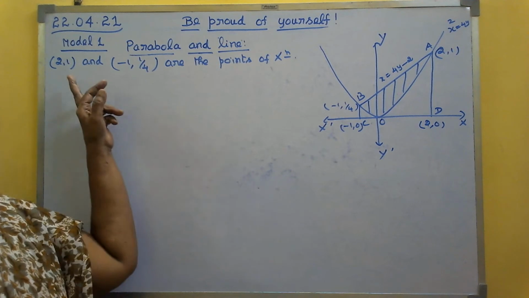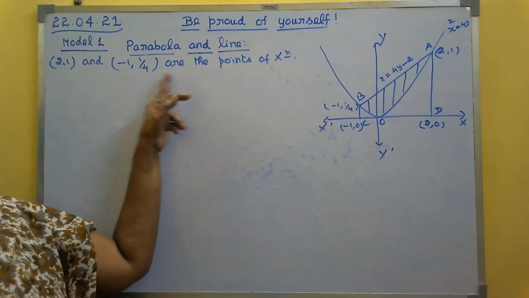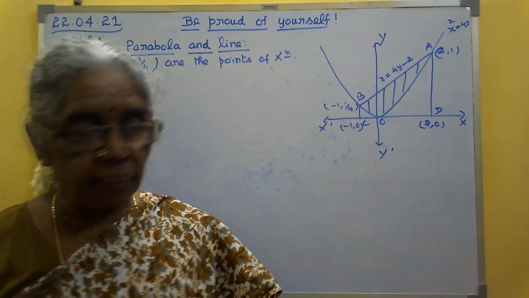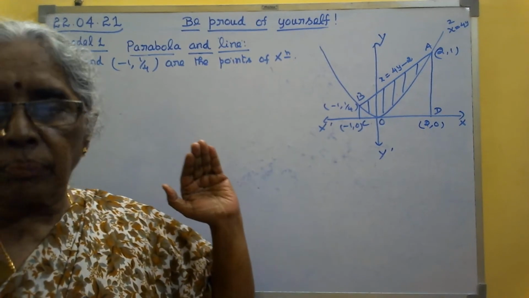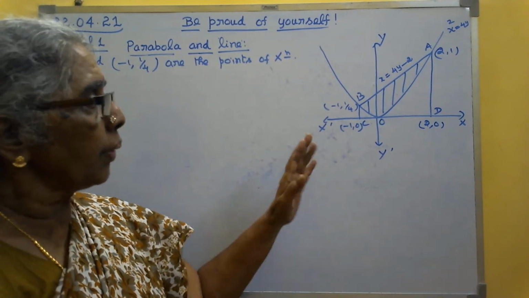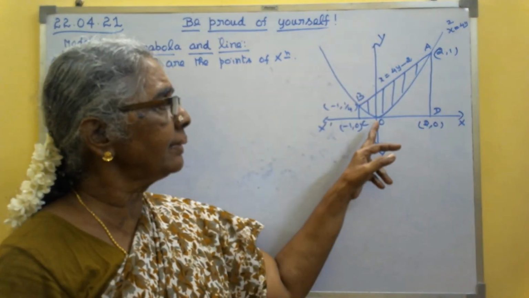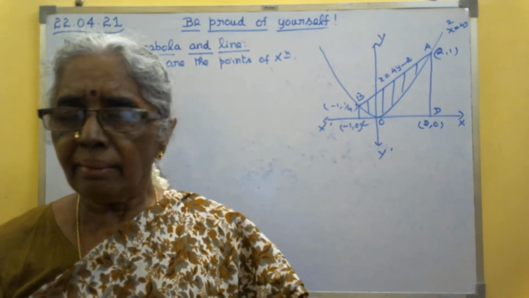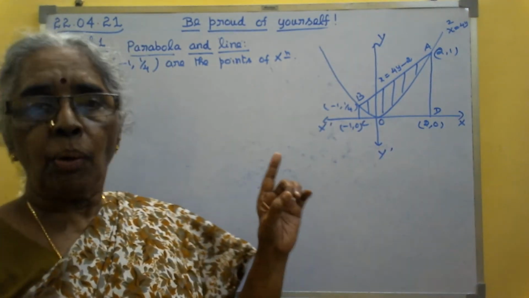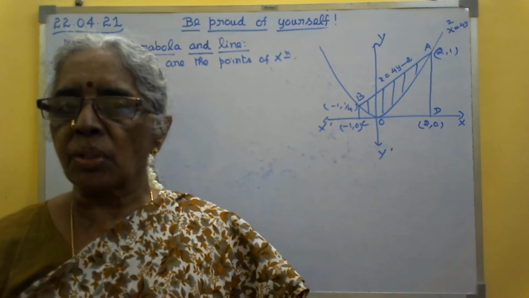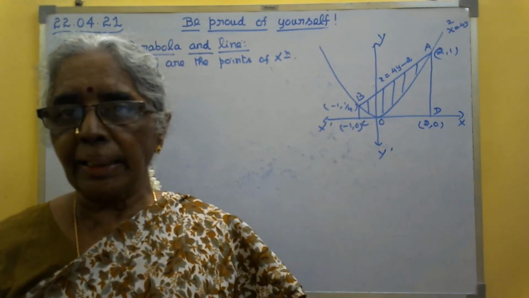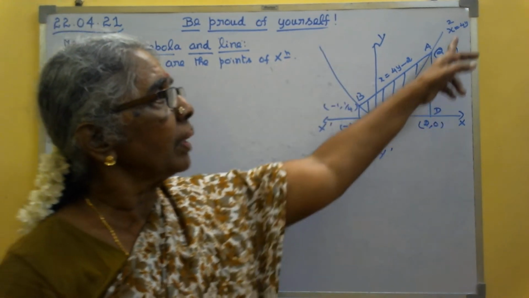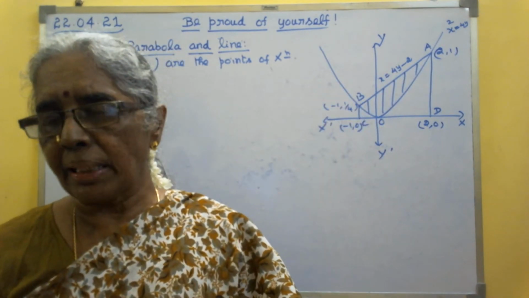Now listen. 2 comma 1 and minus 1 comma 1 by 4 are the points of intersection. Now I have sketched the figure. Always you draw the x-axis, y-axis, mark the origin, right? Now the parabola, you know, it is opening upwards. No need of taking any points. You can just draw a free curve, a parabola opening upwards.